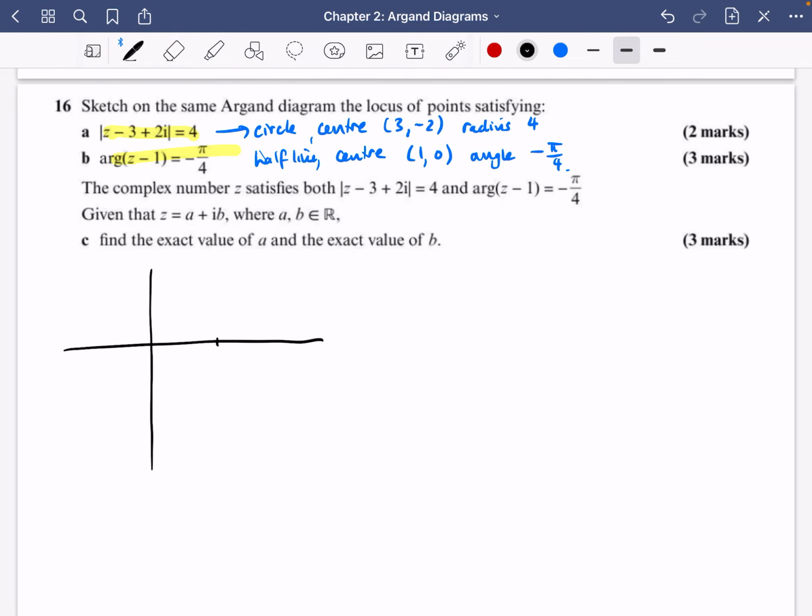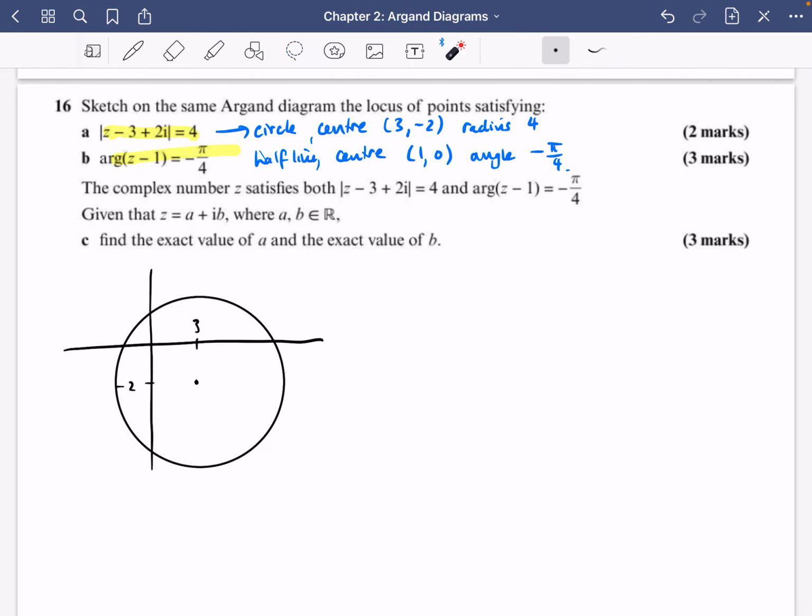So 3 along, maybe a little bit closer, 3 along, 2 down here. It's going to be the center of the circle, and the radius of 4 is going to be longer than this, so I know it's going to be a circle that's kind of big like that. Again, let's grab this and move it to where it should be. I'd say somewhere like that.